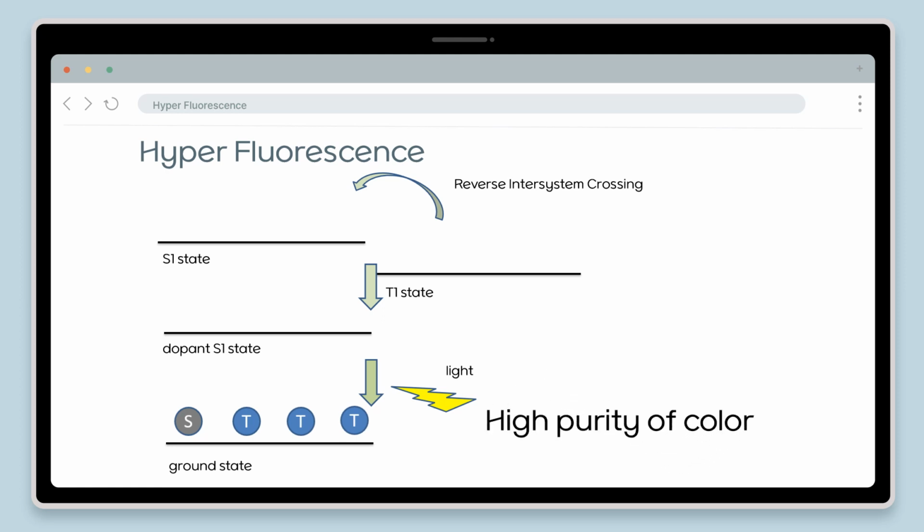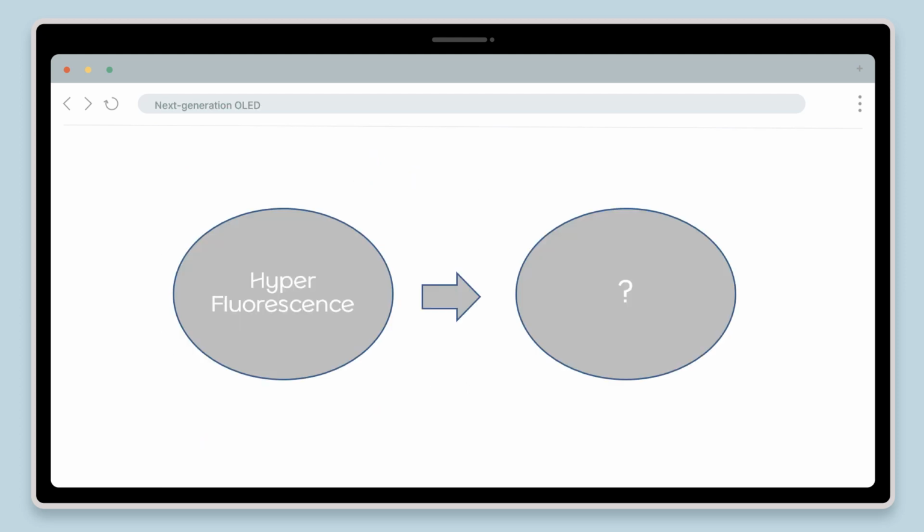In this way, hyperfluorescence is conceptually excellent, but it has not yet been commercialized. This is because there is still a lack of development of fluorescence dopant materials in which hyperfluorescence is used. Currently, many scientists all over the world are trying to commercialize hyperfluorescence.